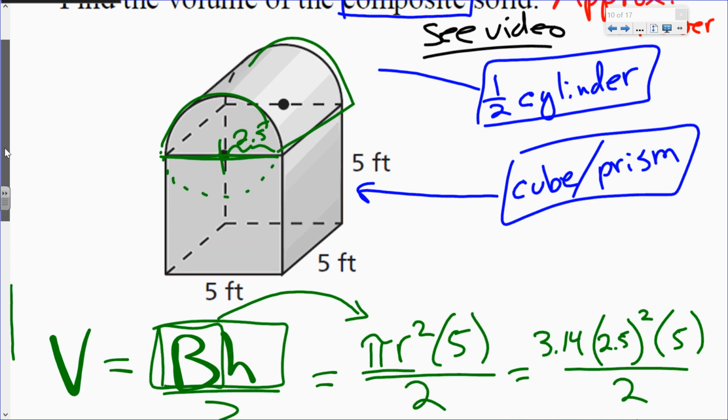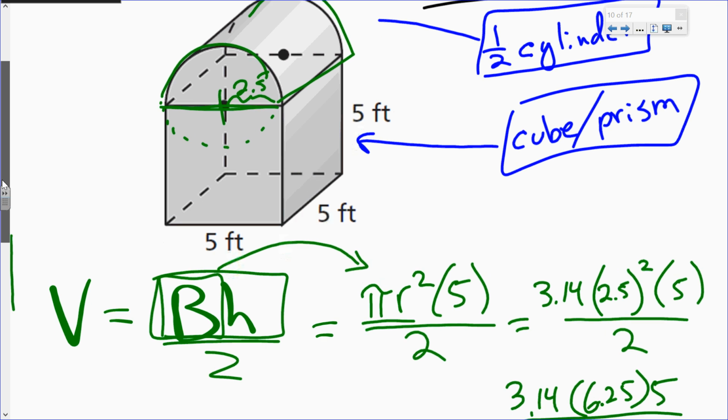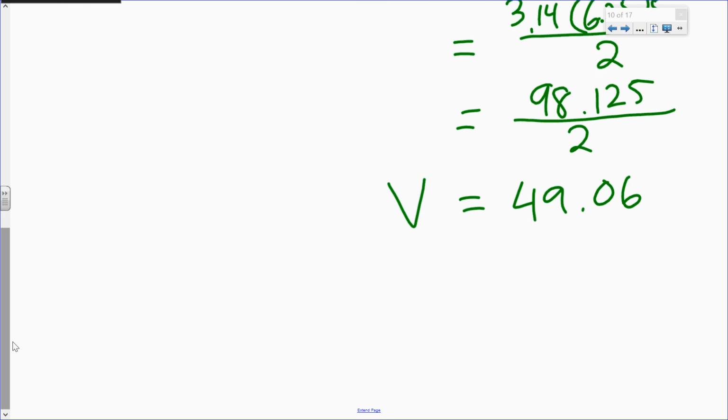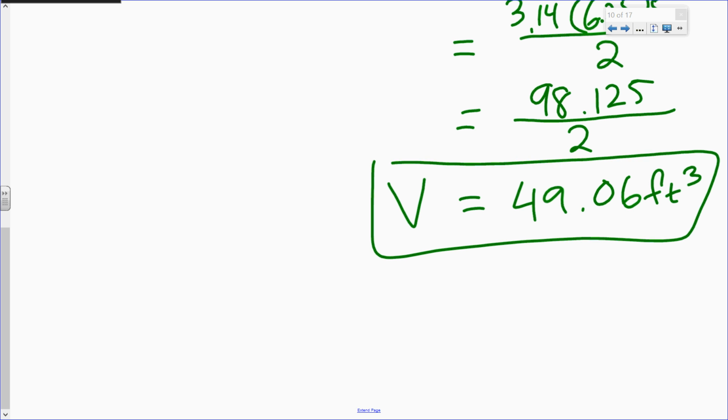Close. One more time. That's covering, but we're filling it up. Cubic feet. Put feet cubed. There's half the cylinder. We got half the cylinder of the lunchbox, lunch pail, right there.